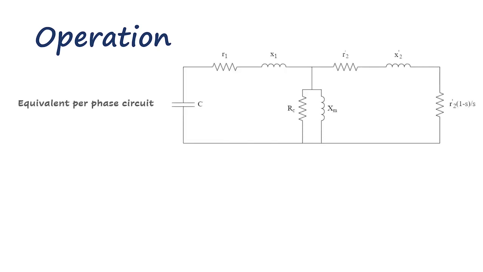Now we'll look at the operation of a self-excited induction generator. The diagram shows the per phase equivalent circuit of the machine with the capacitor connected through its terminals. Assuming that the machine runs at synchronous speed, at which the slip is near zero, the branch to the right of the Xm can be considered as open circuited. So, the circuit resolves to this.